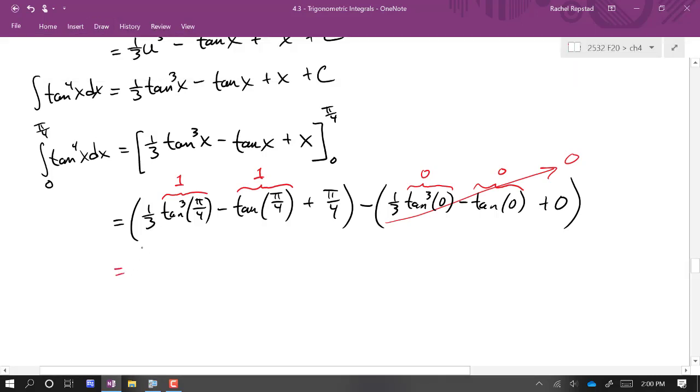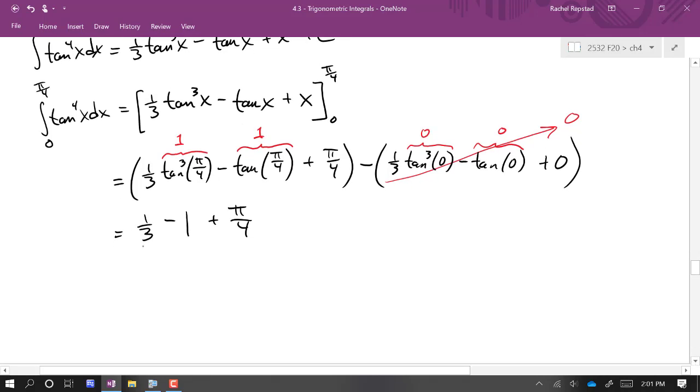And what we end up with is 1/3 minus 1 plus pi over 4. And we could simplify that. 1/3 minus 1 is a negative 2/3. So we'd call this pi over 4 minus 2/3. And there it is. You can approximate it if you like, but we have a nice exact solution here.